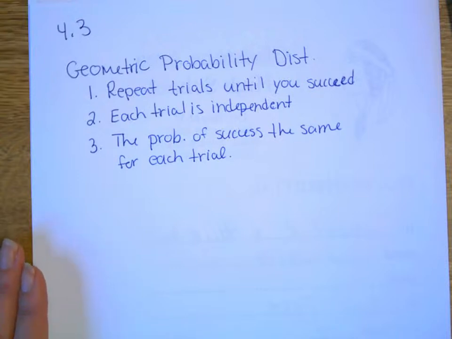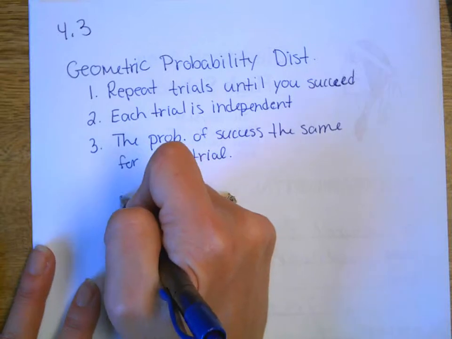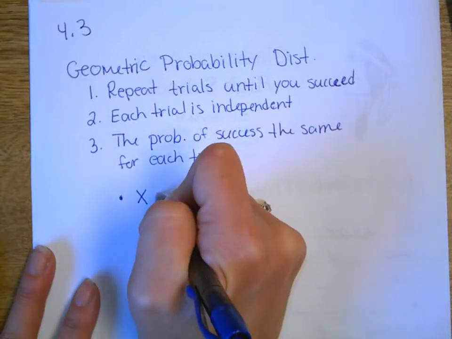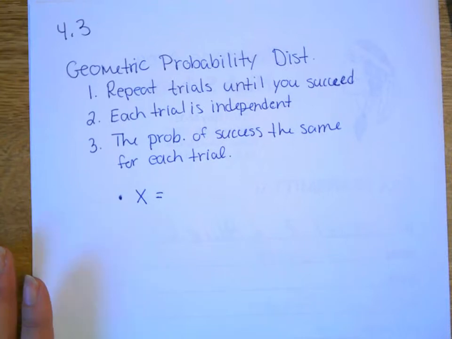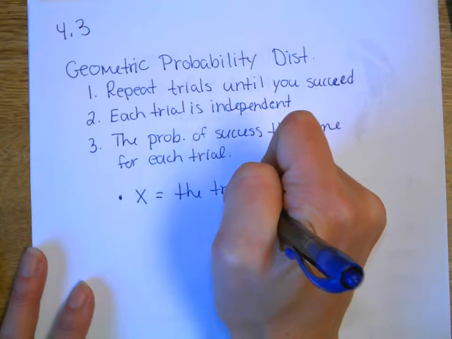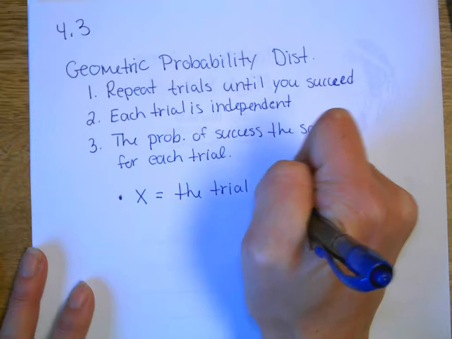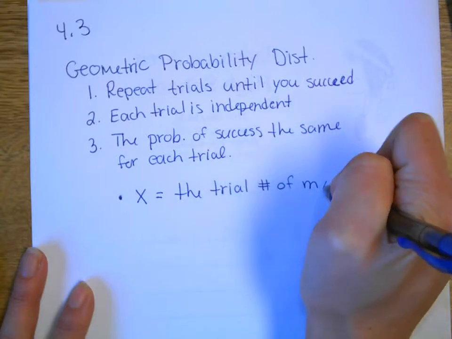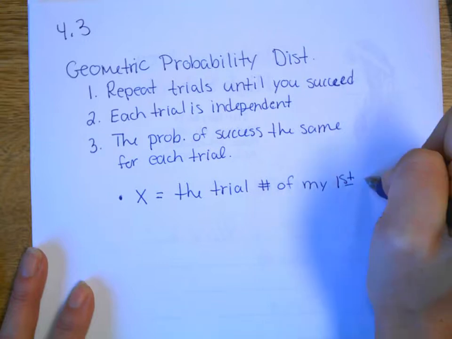So then this time our variable x. What was x on the binomial situation? What did x count? The number of successes. N was the number of trials. X counted the number of successes, how many times I was successful. This time x is going to be the trial number where I first succeed. So x represents the trial number of my first success.